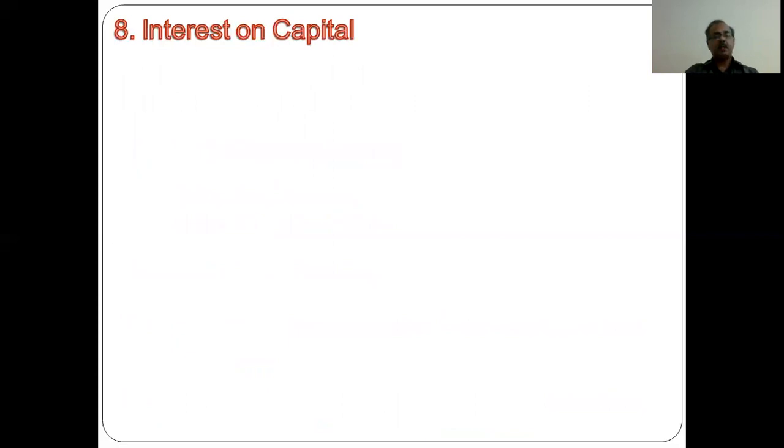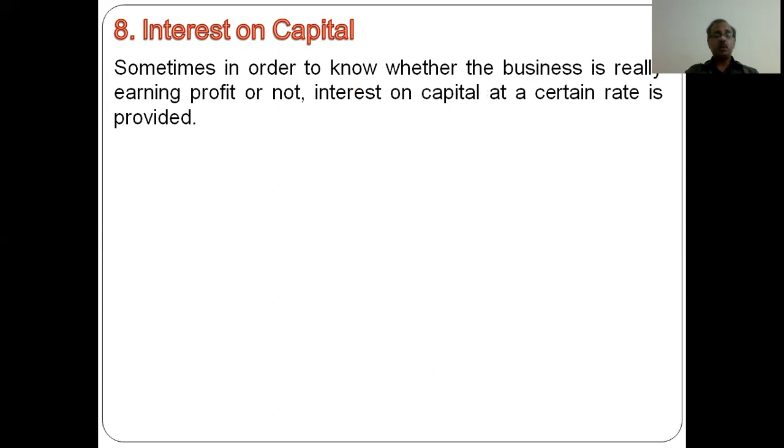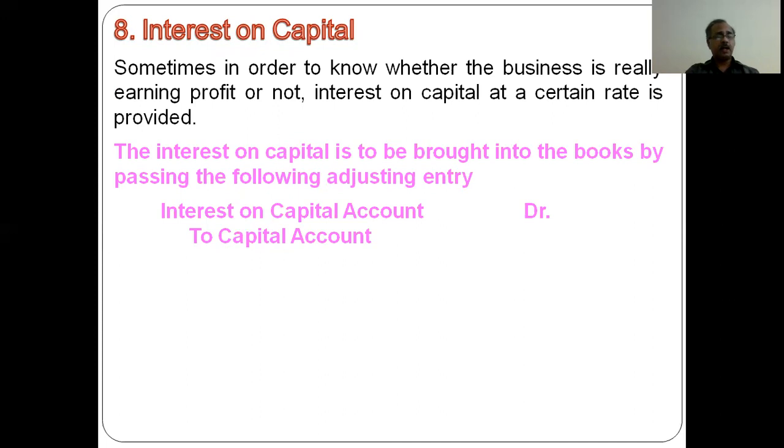Then another item of adjustment is interest on capital. Sometimes, in order to know whether the business is really earning profit or not, interest on capital at a certain rate is provided. So interest on capital means, as the name indicates, a charge of interest upon the capital. So we charge interest on capital in order to determine whether our business concern is really earning a profit at the true rate or not. The journal entry for interest on capital is interest on capital account debtor to capital account.